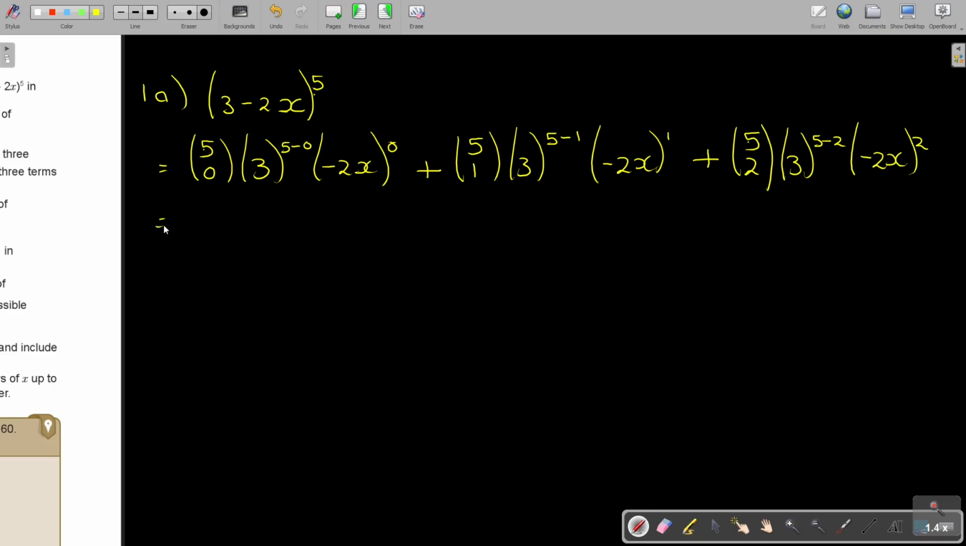And please, just use your calculator. So this is going to be 1. This is going to be 3 to the power of 5, which is 243. This is going to be 1. Anything to the power of 0 is 1. Okay. Then this 5, press that in, nCr 1. And what are you going to get? You're going to get 5. And then you're going to get 3 to the power of 4, and that's 81.